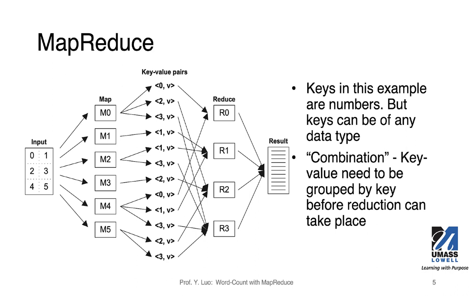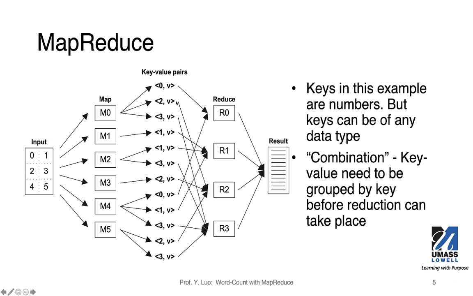The computation on the map processors will produce key value pairs. The keys will be unique to the data, and the keys will be used as indices in the reduction phase. The key value pairs, as we show here, on the M0 processor, there are 3 key value pairs, and the keys are 0, 2, and 3. And the processor M1 produces 1 key value pair, and the key is 1. As you can see, each processor may produce a different number of key and value pairs.